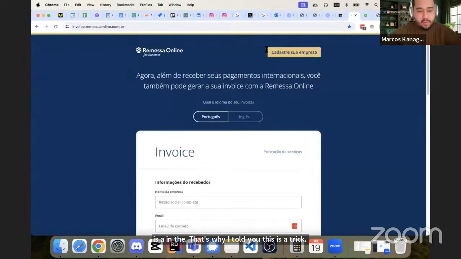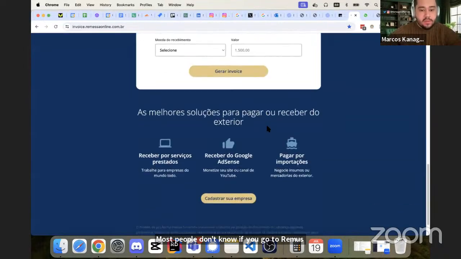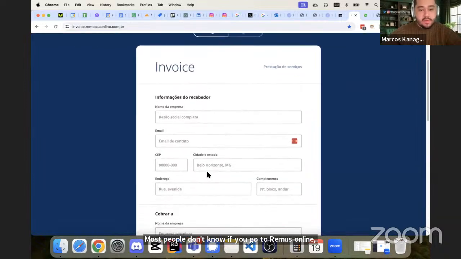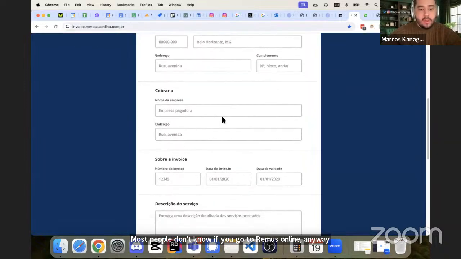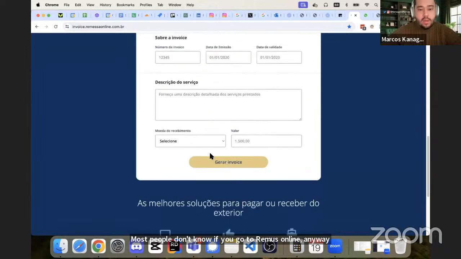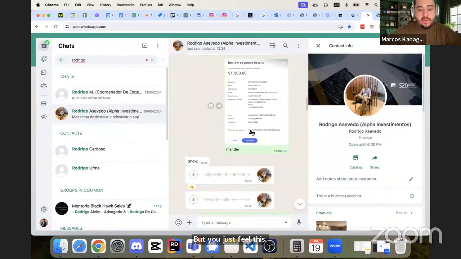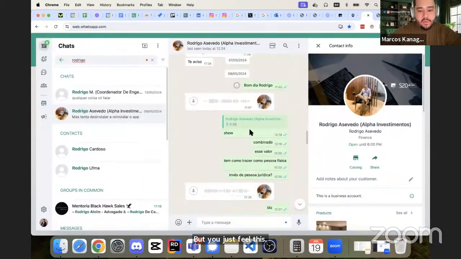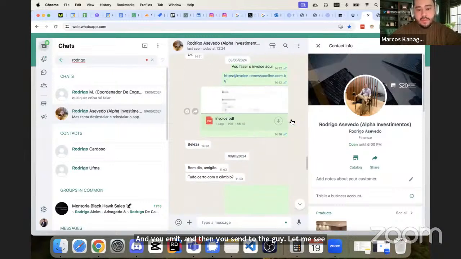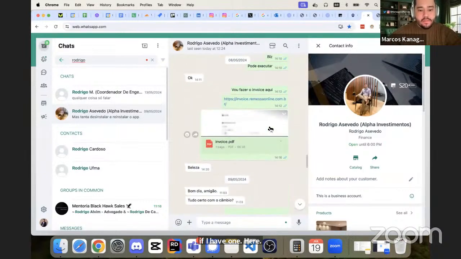If you go to Remessa Online and you emit an invoice, which is just a PDF, it's literally a PDF, you just fill this and you emit it, and then you send it to the guy. I'm not gonna emit one, but let me see if I have one here. Here, I have one. Let me see if it's gonna download.